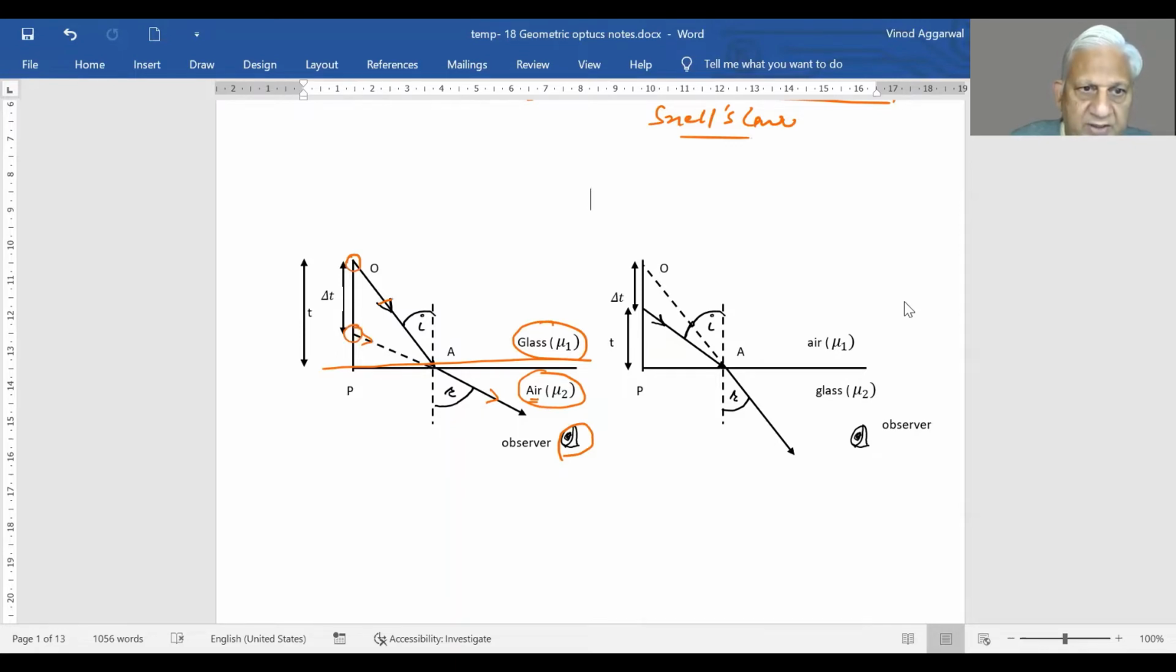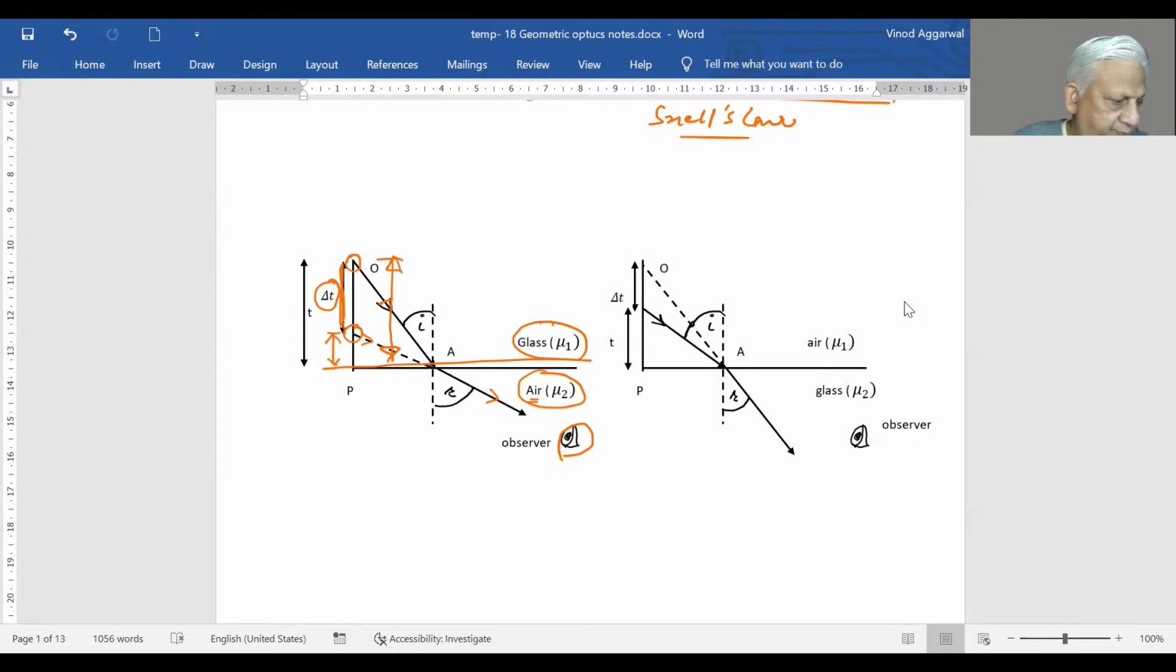So what we see is this much distance, this much depth, whereas the actual depth is so much. So there is a change in depth, which is delta t so much. This is the change in depth.